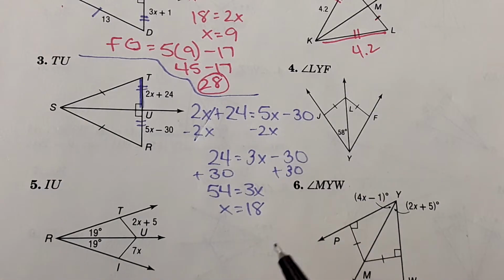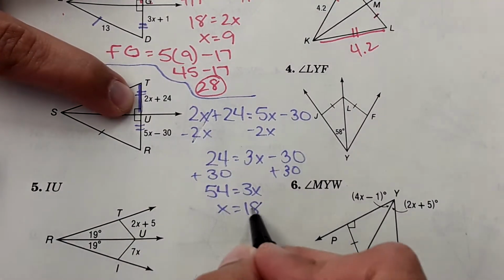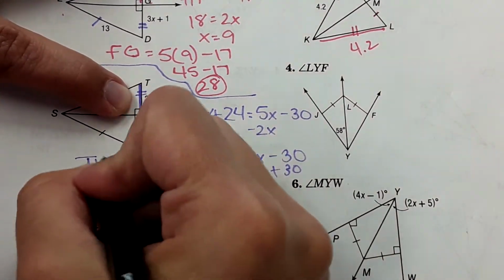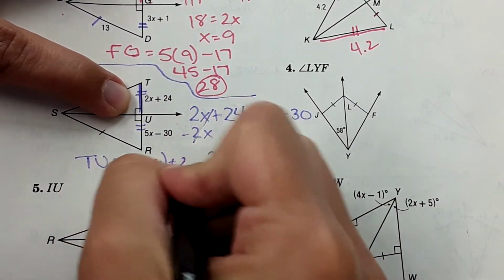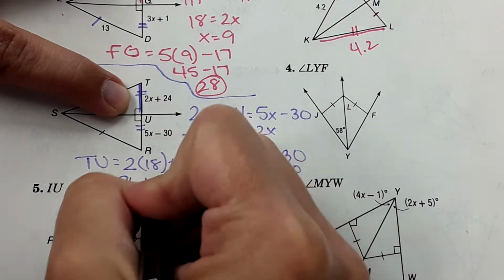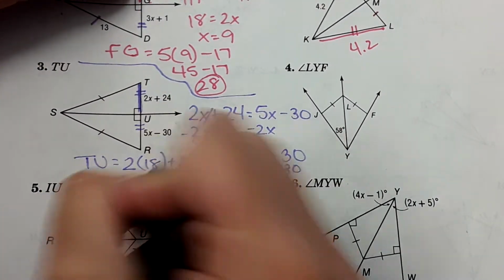We get x equals 18. It doesn't ask us for x, though. It asks us for TU. So now we need to plug that back in. TU is 2x plus 24, so 2 times 18 plus 24. 36 plus 24 is 60. So TU equals 60.